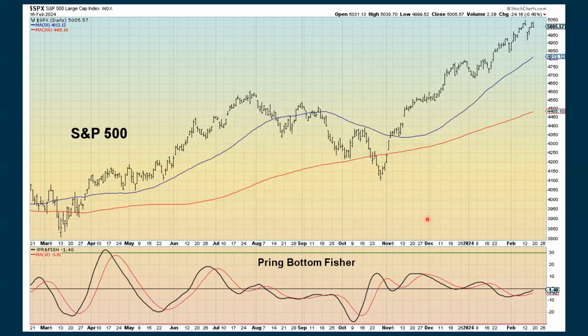Then we have a Pring bottom fisher. It's trying to cross over and give us some kind of a signal. This indicator works best when we're just really moving down pretty significantly. We're getting oversold. Everybody's panicking. We're afraid that the market's going to be falling apart forever and it's never going to go up again. And when we start to see this line cross above the red line, that produces what could be a buy signal. We don't use it by itself. We use it in conjunction with other charts. But right now, since we've been going up, I haven't been paying attention to this chart at all.